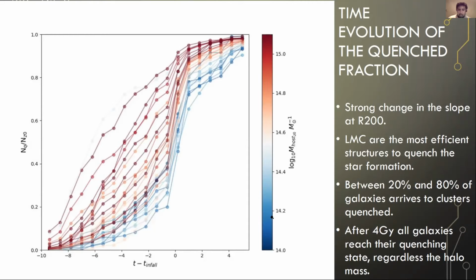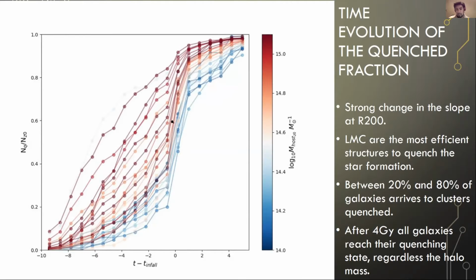So, for example, here the blue lines stand for low mass clusters, and the fraction of quenched galaxies is really low until the moment of their accretion, around 20% of the galaxies. But after their accretion time, in a time around 1 to 2 gigayears, the fraction of quenched galaxies grows from 20% to almost 80%, which is a lot. But on the other hand, massive clusters already have a really high fraction of quenched galaxies, around 80% in some cases.